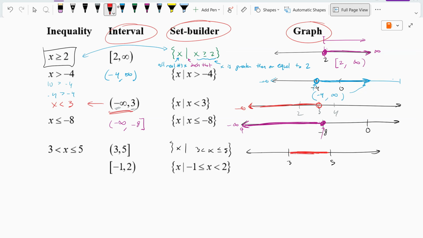Okay. Do I use an open circle on 3 or closed circle? 3 is a strict inequality, so that's an open circle. And on 5, closed, very good.